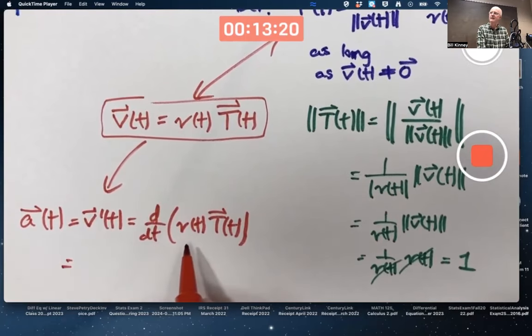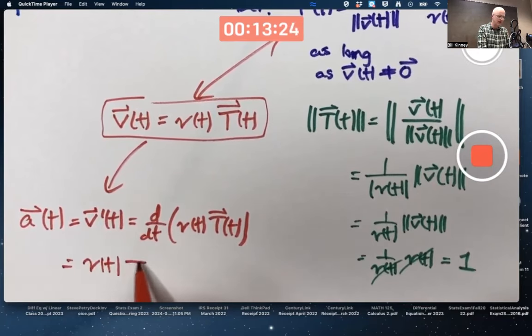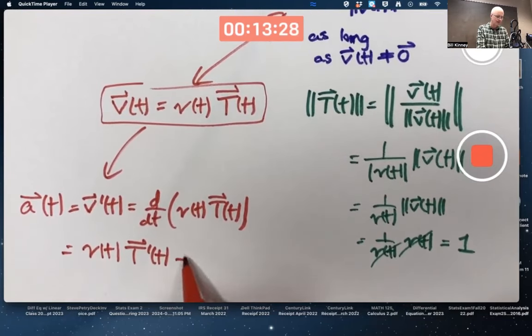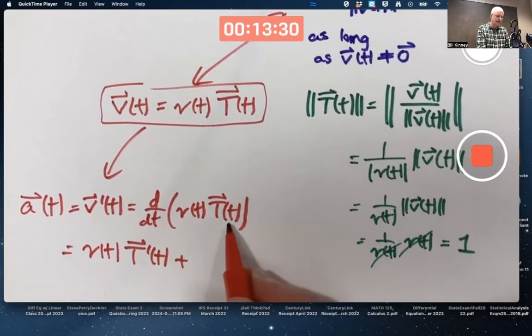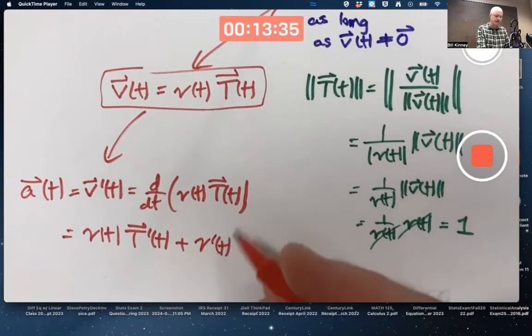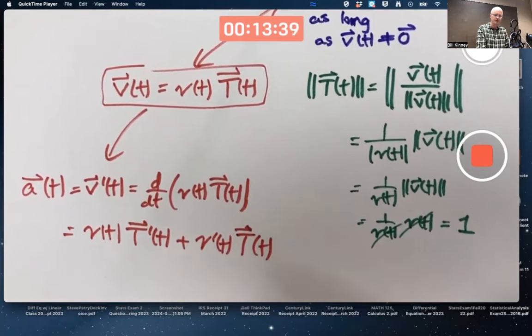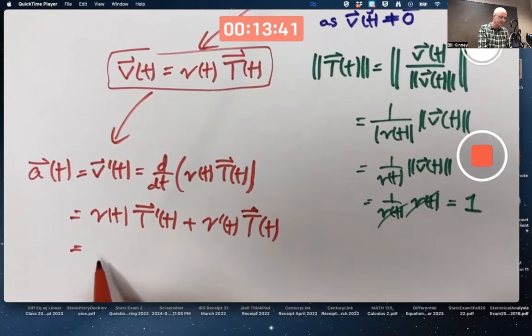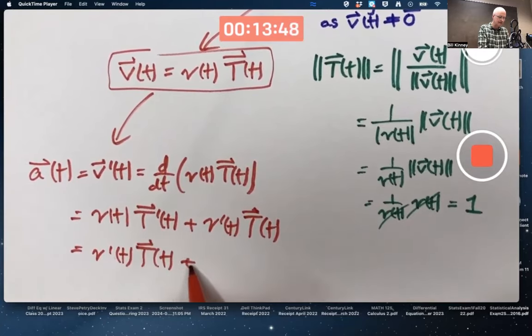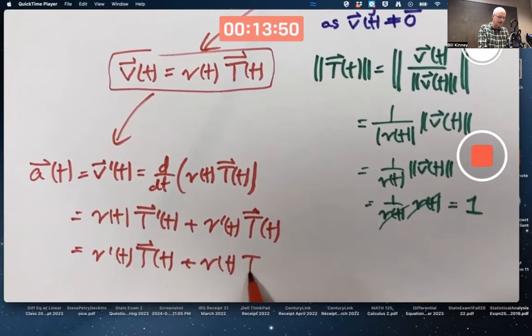Left d right plus right d left. Left is the speed. D right, I'll call capital T prime of t. Left d right plus right d left. The derivative of the left is the derivative of the speed times the unit tangent vector. It's more traditional to write this in the opposite order. V prime of t times capital T of t plus V of t times capital T prime of t.